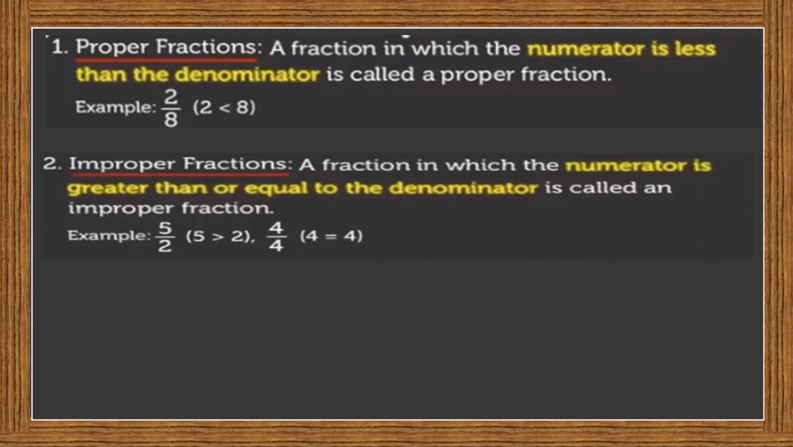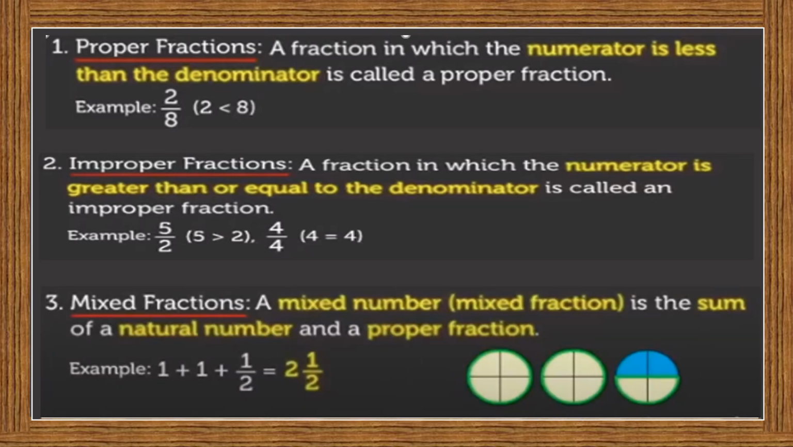Yes, the next type is improper fraction. A fraction in which the numerator is greater than or equal to the denominator is called an improper fraction. So an example is 5 upon 2. Here 5 is the numerator and 2 is the denominator. 5 is greater than 2. This is called an improper fraction. Even if it is 4 upon 4, it is also called an improper one when the numerator and denominator are equal.